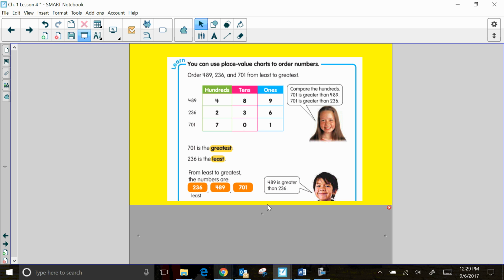When we put them in order from least to greatest, least means smallest, we would order them 236, comma, 489, comma, and 701, smallest to biggest. Notice there's a clue here that says least.